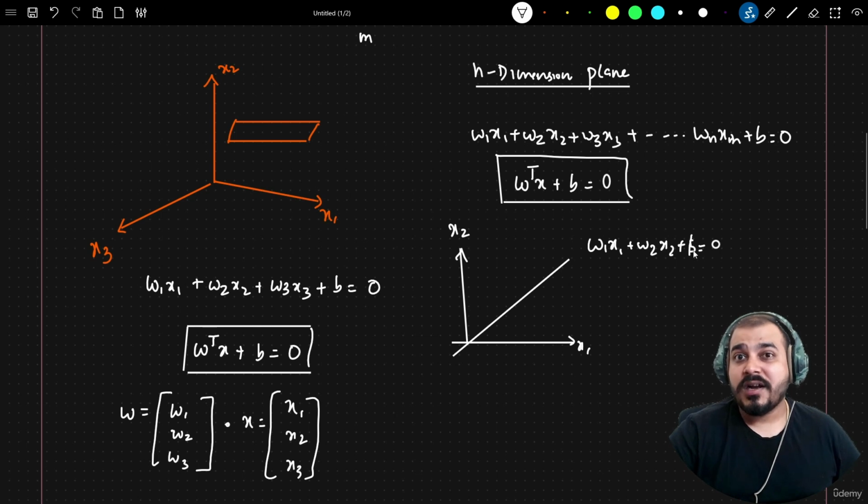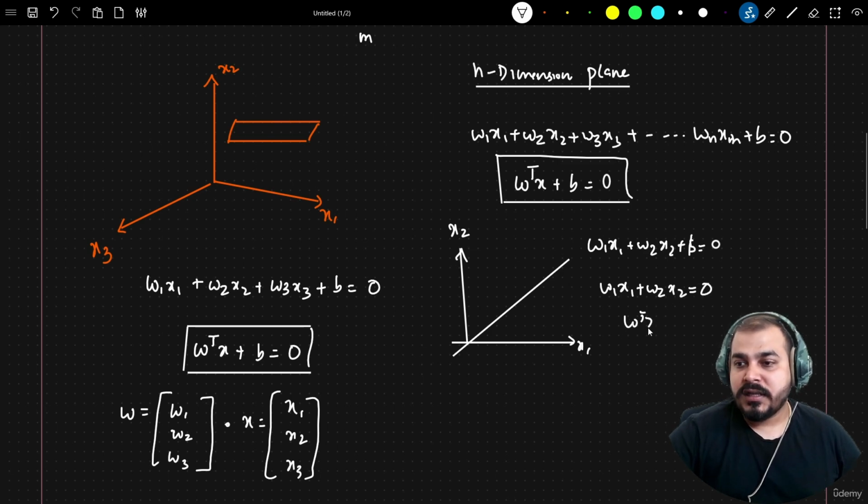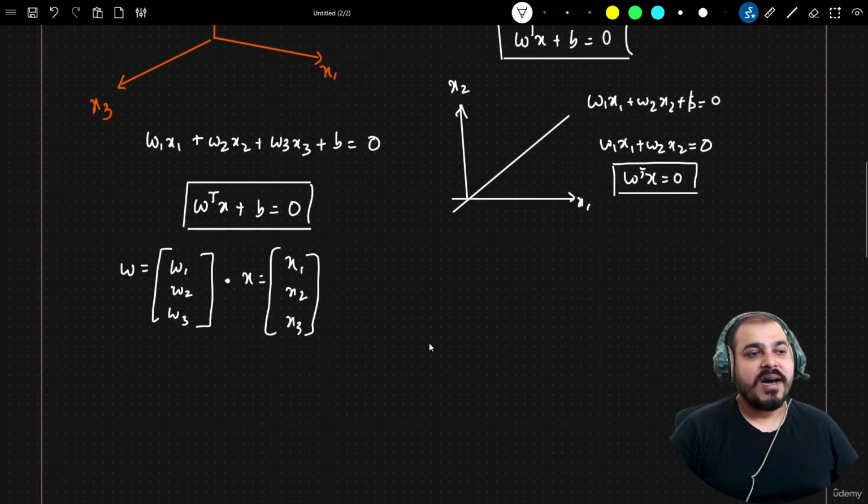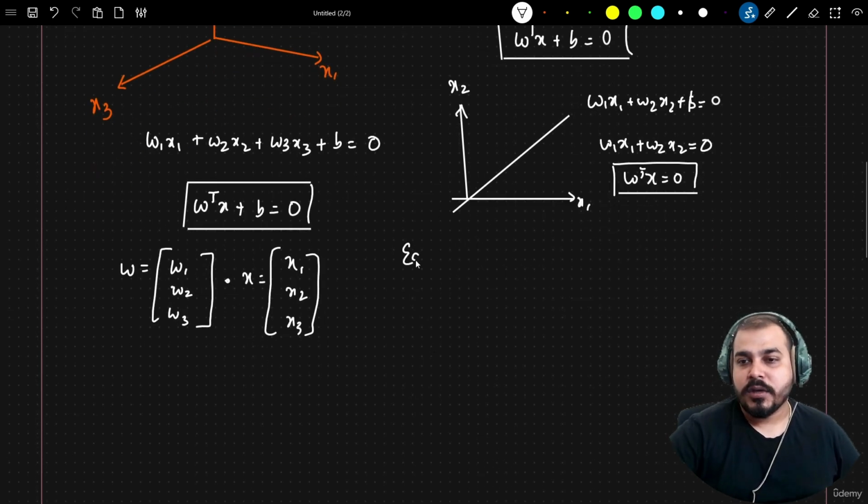But with respect to b, that is our intercept. In this case, if my x1 and x2 are 0, let's say in this particular case both are 0, right? Then the line is passing through the origin. In short, b will also be equal to 0, right? So whenever there is a straight line that passes through the origin, I can also represent this as w1x1 plus w2x2 is equal to 0, which is nothing but w transpose x is equal to 0. So the equation of a straight line passing through the origin will have this particular equation.